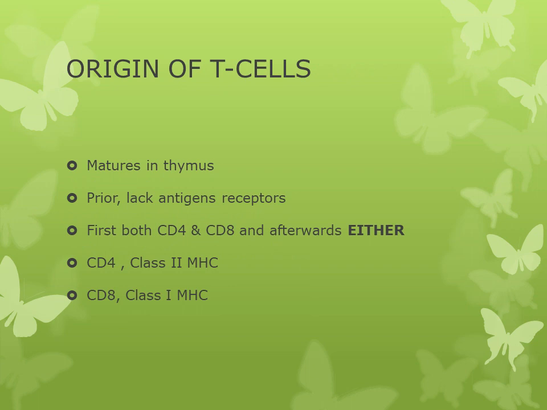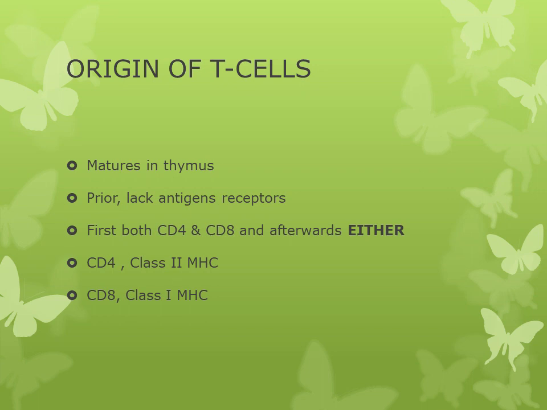When we talk about the origin of the T cells, they are formed in the bone marrow like other cells. They originate in the bone marrow, but then they are circulated to the thymus, and it is the thymus where these T cells mature.